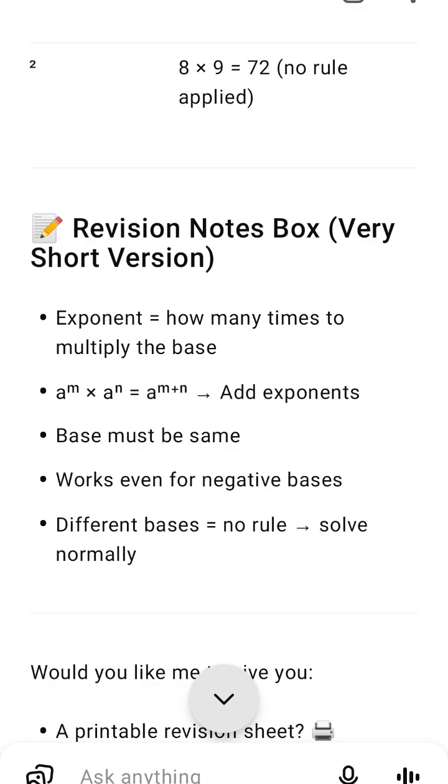Revision notes box, very short version. Exponent equals how many times to multiply the base. A to the m times A to the n equals A to the m plus n: add exponents. Base must be the same, and it works even for negative bases. Different bases means no rule, solve normally.